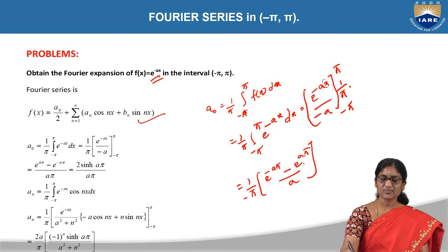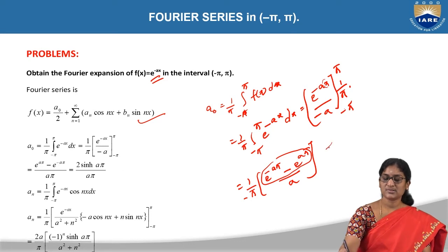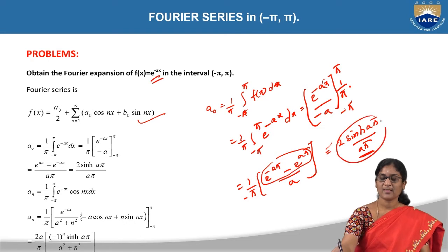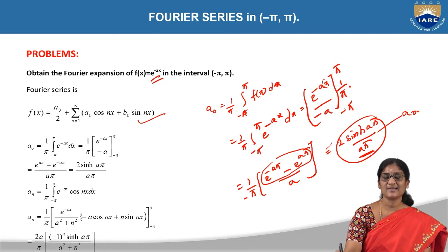Now we know that this value can be written as 2 sinh a pi, because 2 sinh a theta is nothing but e power a theta minus e power minus a theta. So we can write this as 2 into sinh a pi, a hyperbolic function, divided by a pi. This is the value of a naught which I have got. Now we put it on one side, and we go on to find the an value.